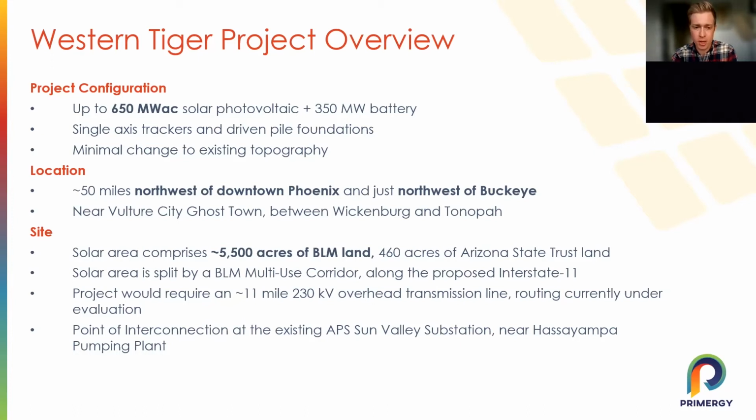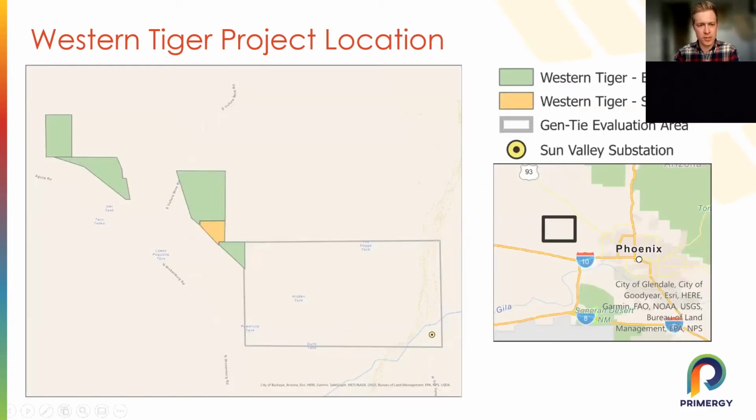The solar area comprises 5,500 acres of BLM land and 460 acres of Arizona State Trust land. The solar area is split by a BLM multi-use corridor, and I'm going to tab ahead here to the map just to illustrate that. So you can see in green, those are the BLM land areas. Yellow is the Arizona State land. Obviously, there's a significant discontinuity in the BLM land areas. That's the multi-use corridor. The proposed I-11 expansion goes through this corridor.